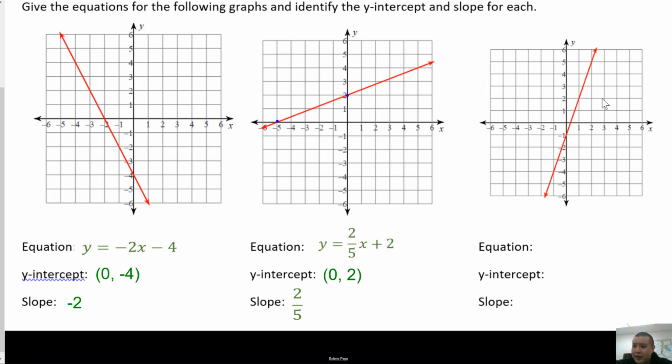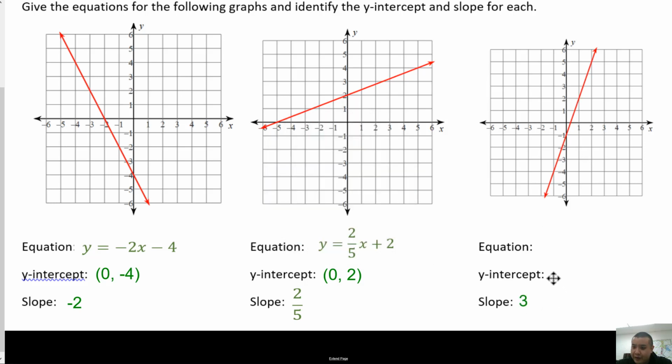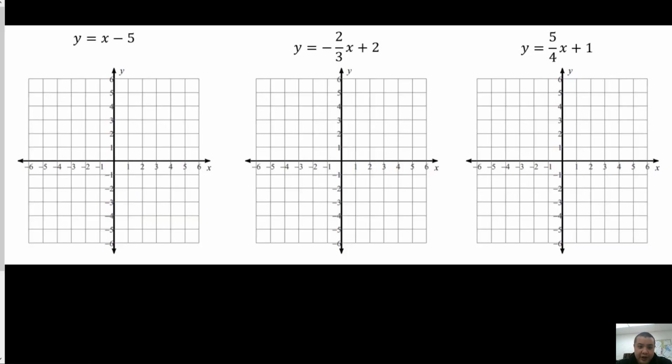Go ahead and try this last graph on your own. So in doing this, you should have found that the slope was a positive 3. The y-intercept right here is (0, -1), giving us an equation of y equals 3x minus 1. So here, this asks us to graph the equations that are given here.